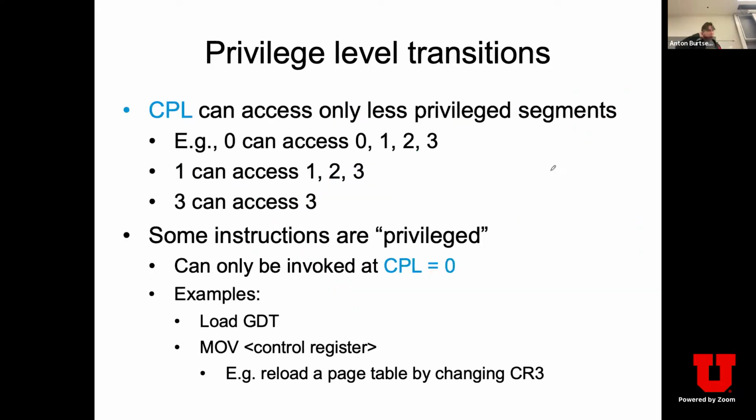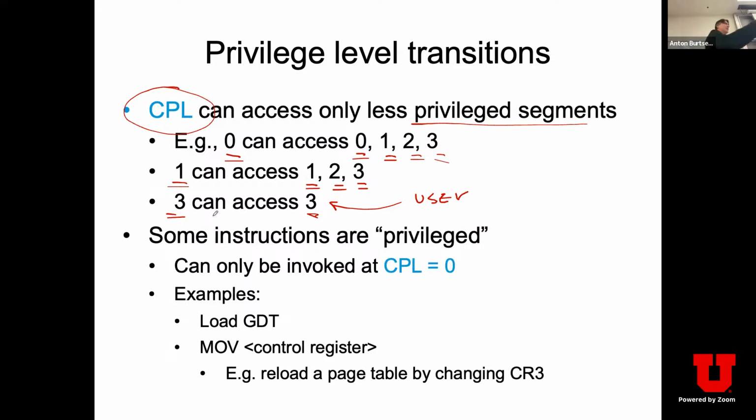So what are the rules of access? The current privilege level can only access less privileged segments. For example, 0 can access all of them, 0, 1, 2, and 3. That's natural, 0 is the most privileged. That's how they defined it. 1 can access 1, 2, and 3 can access only 3. So if we run user code at privilege level 3, user can only access data segments with privilege level 3. If you try to access something in the kernel, you will crash, right? Is it clear?